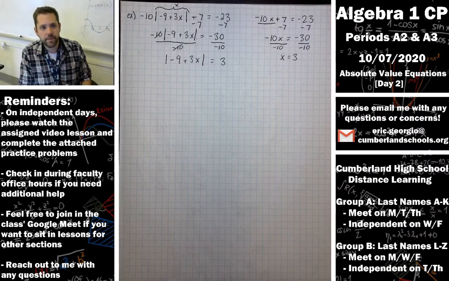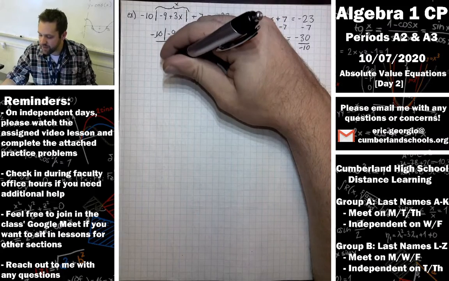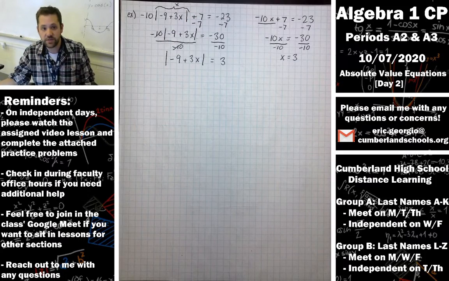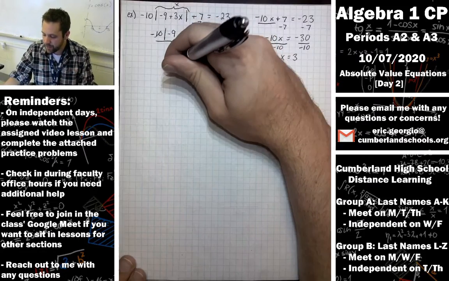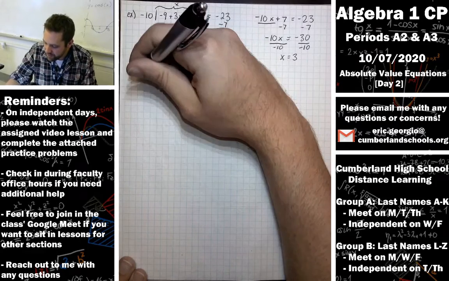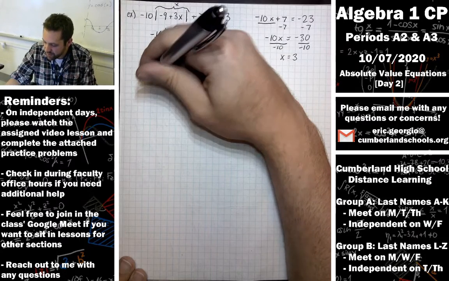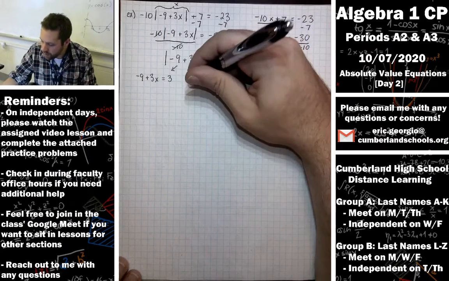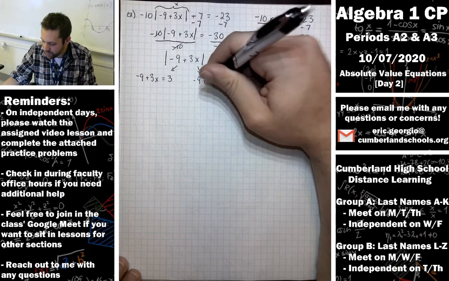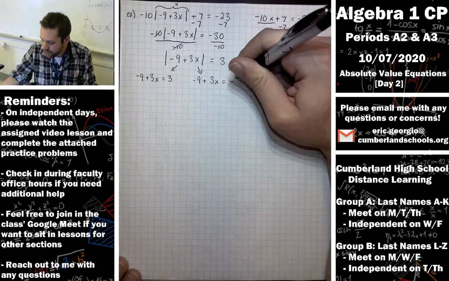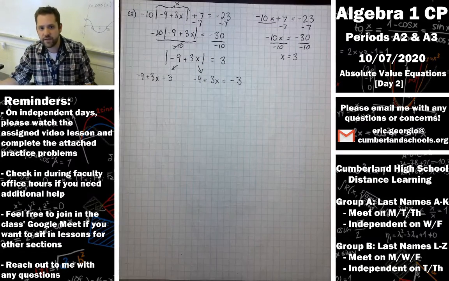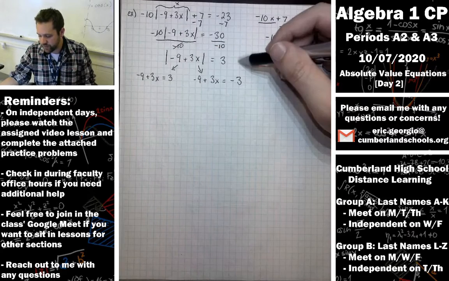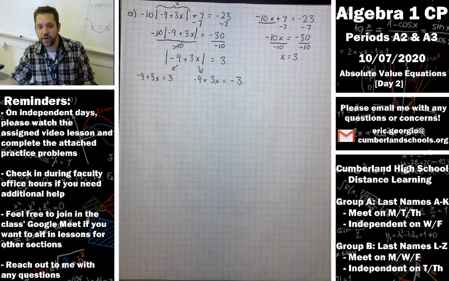All right. And now I have the absolute value of a quantity equals a number, so I can split apart and say, well, hey, if I can make that middle piece, negative 9 plus 3x, equal to positive 3, I'd be happy. Or if I can make it negative 9 plus 3x equals negative 3, that'd be fine too. Right? That'd be fine too, because the absolute value of 3 is 3, and the absolute value of negative 3 is also 3.